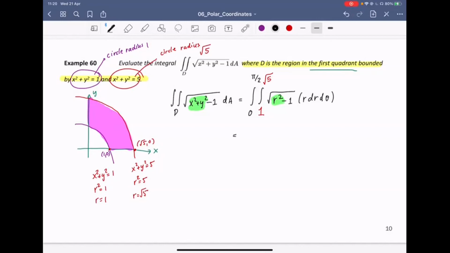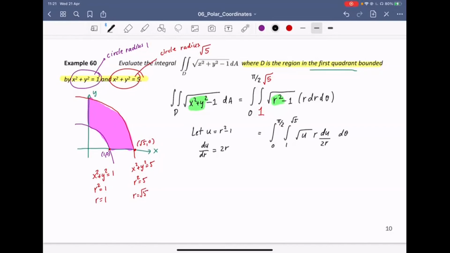All right, so let's integrate this thing. How would you do this? Use substitution, right? Let u equal r squared minus 1. I'm going to do it pretty slowly for you. So du by dr is 2r, and then this is going to be the integral from 0 to pi over 2 of the square root of u, and then r dr is going to be du over 2r, and then d theta.